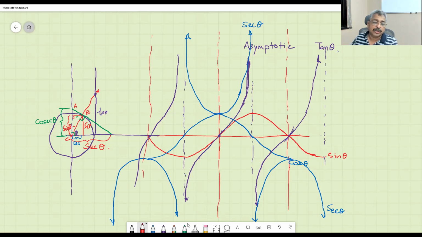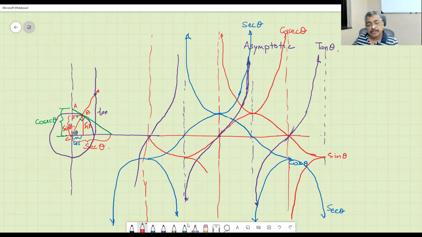These are the asymptotes for cosec, and the cosec curve will be similar to sec, but one will be at pi by 2. This is sine theta. This is cosec theta. And inverted cups will be here for cosec. Another cup will be here for cosec. There will be a cup like this for cosec, and so on. Something like this. Okay, this is cosec.